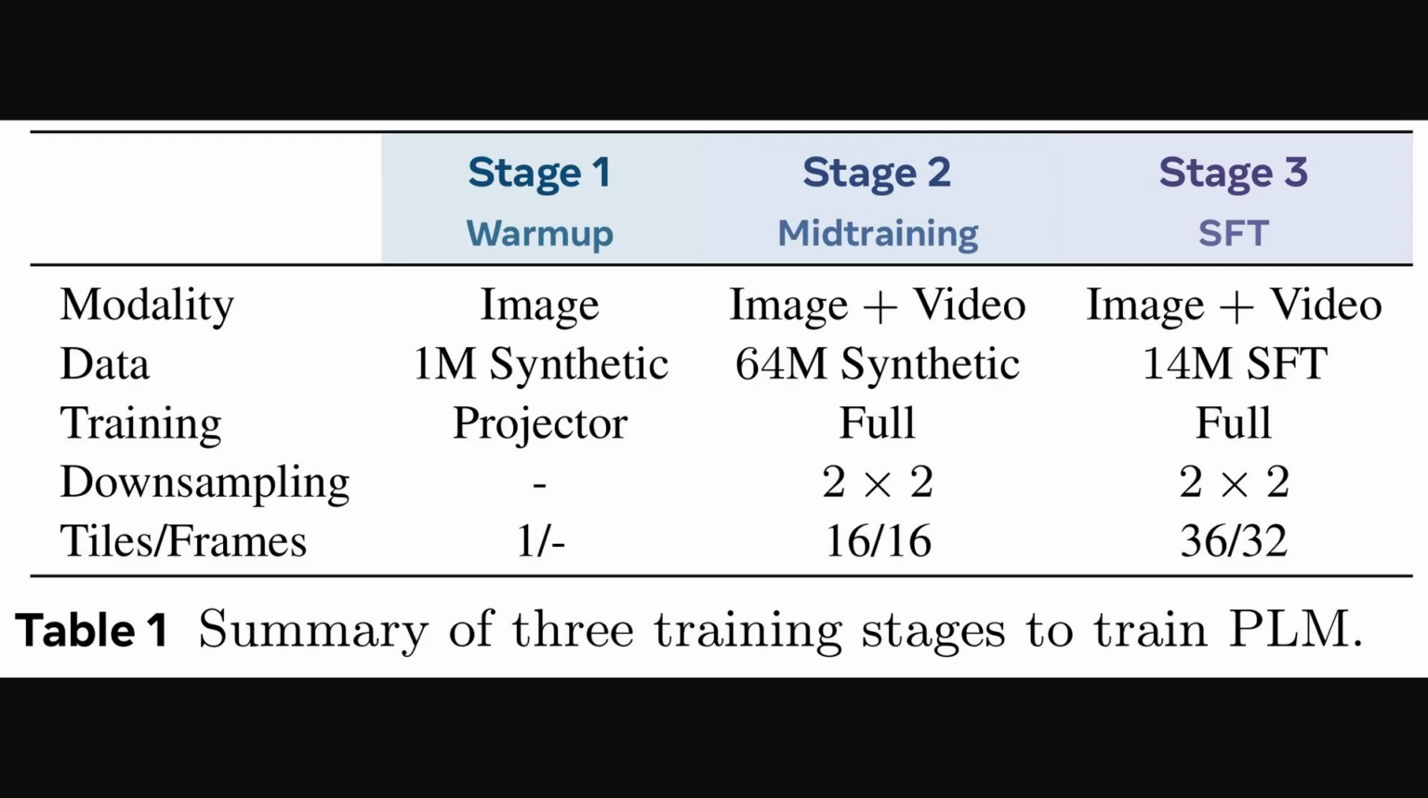So we've seen the components of the perception language model, but how do they actually train it? Well, this table lays out their 3-stage training recipe. First, there's a warm-up stage. Here, they only train the projector, which is a small component that acts as a bridge, connecting the vision part of the model to the language part. Then, in stage 2, or mid-training, they train the full model on a massive 64 million synthetic data samples. Finally, stage 3 is for supervised fine-tuning, or SFT. This is like a final polishing step, where they use high-quality, human-labeled data to teach the model those really difficult, nuanced tasks we talked about.